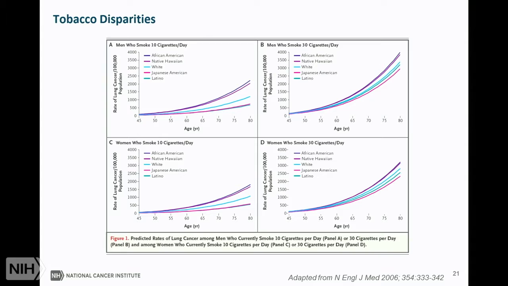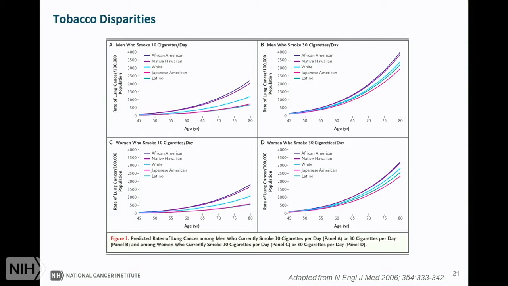So yes, both are associated with cancer risk, but they're not equal in a sense. And so what many studies have now shown is that the duration of tobacco exposure is more associated with lung cancer risk than the actual intensity. And because African Americans are less likely to quit smoking, one of the hypotheses at the moment is that that's one of the factors that's driving the disparities.